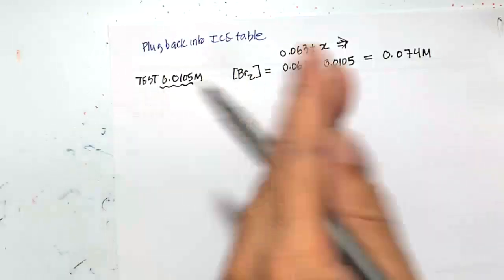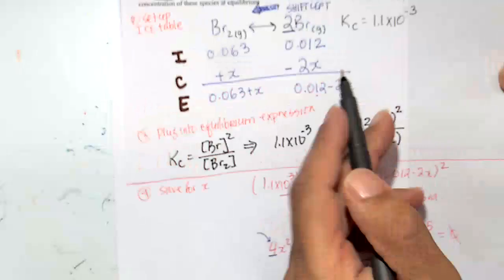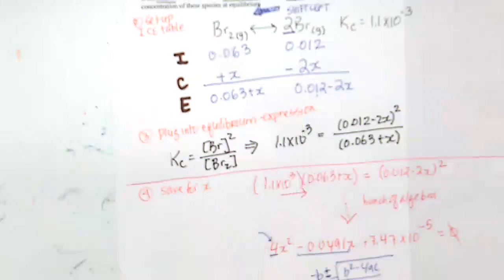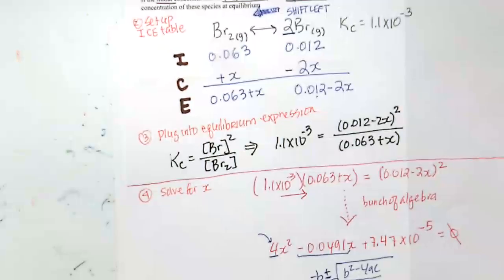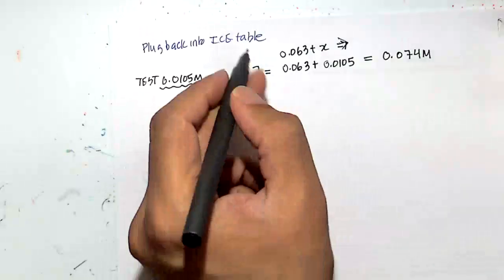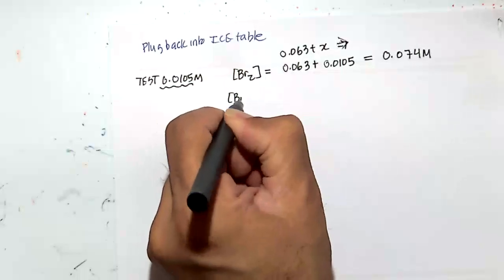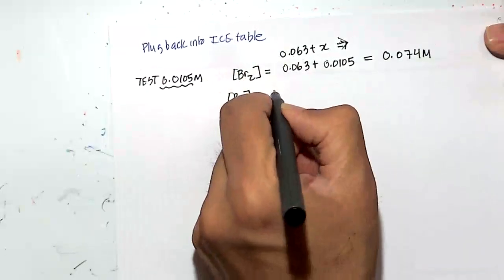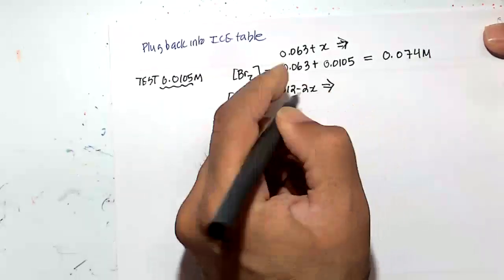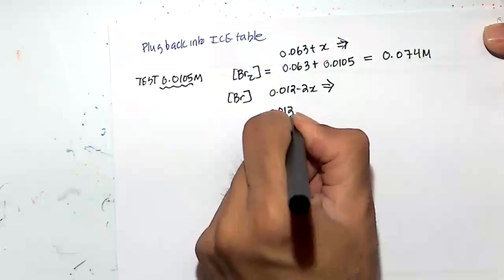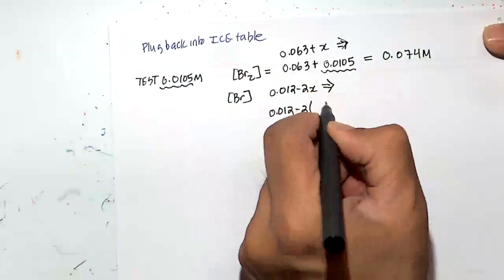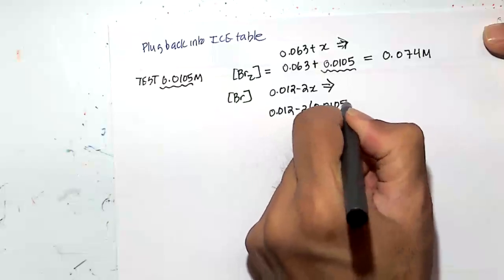Now what is the concentration of Br at equilibrium? Which is 0.012 minus 2x. Let's plug in that value and test the Br. 0.012 minus 2 times our x, which is 0.0105.